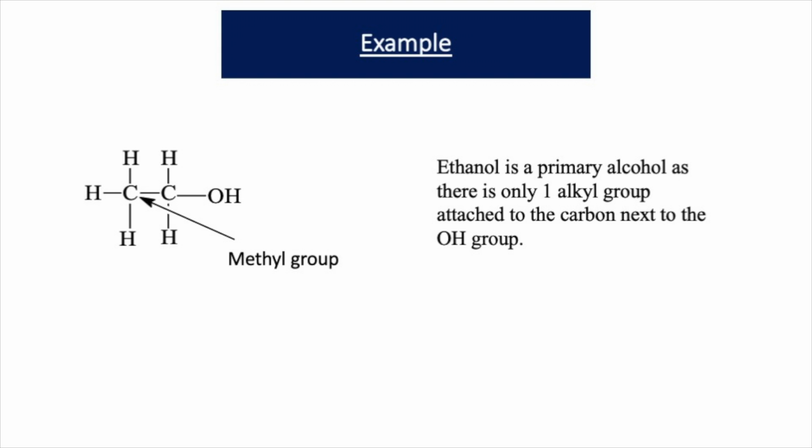So let's look at an example. Here we have ethanol. Now ethanol has a methyl group attached to the carbon next to the OH and 2 hydrogens. So as it has one alkyl group on the carbon next to the OH, it is classed as a primary alcohol. Now classification is particularly important for alcohols because primary, secondary and tertiary alcohols do have some different reactions. So therefore it's important you can recognize what type of alcohol you have, whether it's primary, secondary or tertiary.